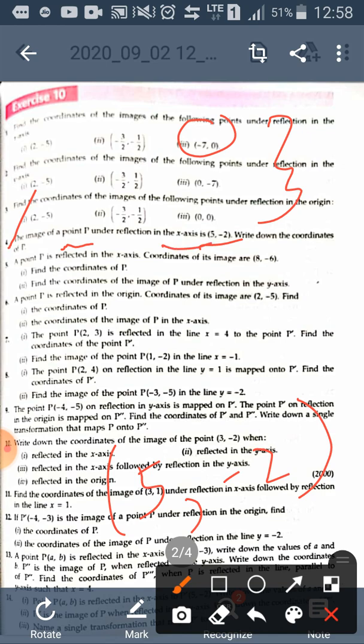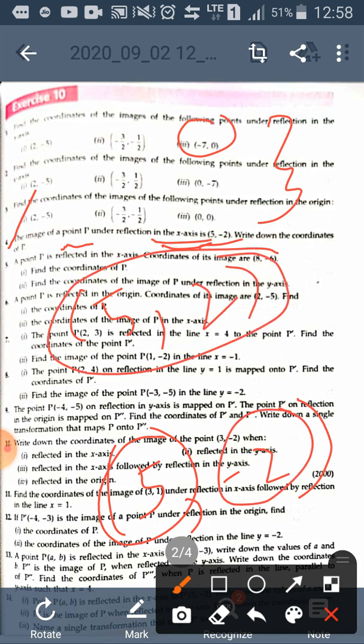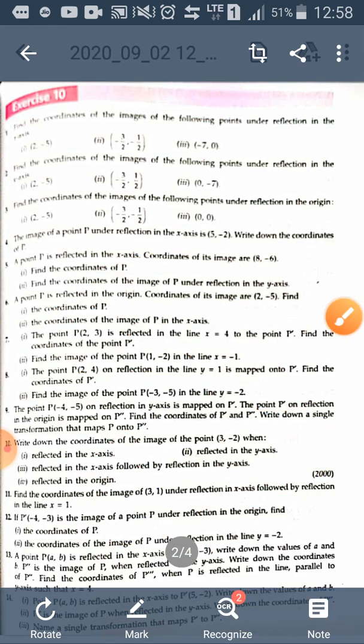So now, even to find out the actual point, you won't change the x coordinate since it has been reflected along the x-axis. X coordinate will remain as 5 only. Y coordinate will change to 2. So this was the actual point which got reflected, and this is the answer which you get. Understood?